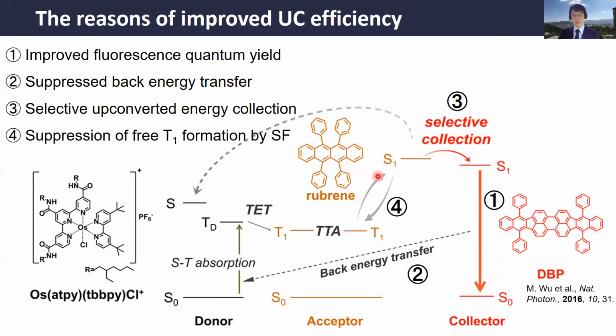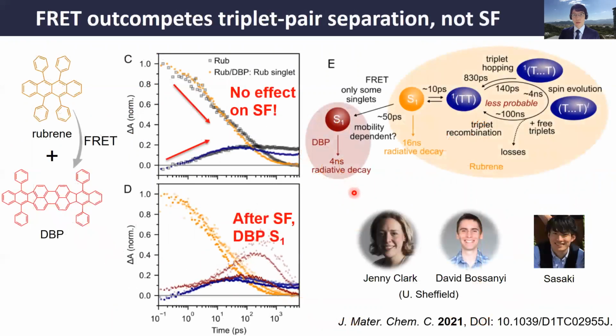And the last, actually it's related to singlet fission. So the rubrene S1 energy level is about twice of this triplet energy level. So both TTA and singlet fission can happen. So actually, people, including us, assumed that this energy collection can compete with singlet fission. But recently, we found it's not true, it's not correct. By the collaboration with Jenny Clark's group at the University of Sheffield, we found that the addition of this collector DBP does not affect the singlet fission dynamics.